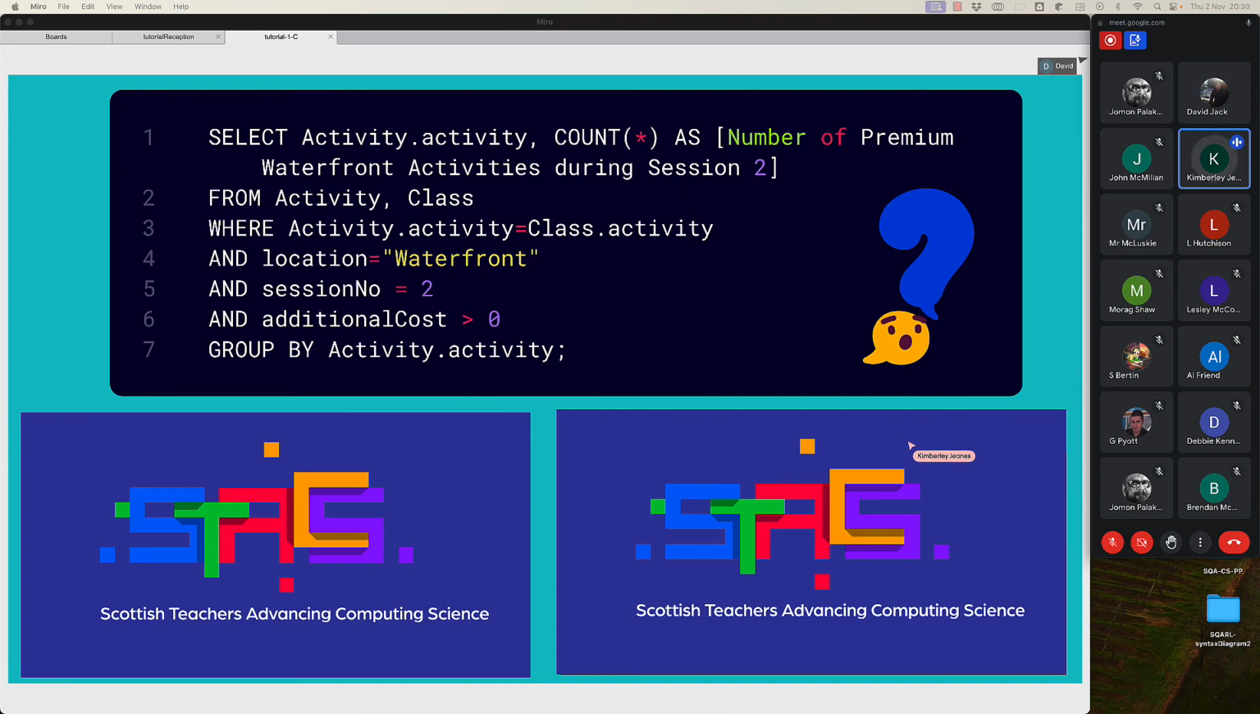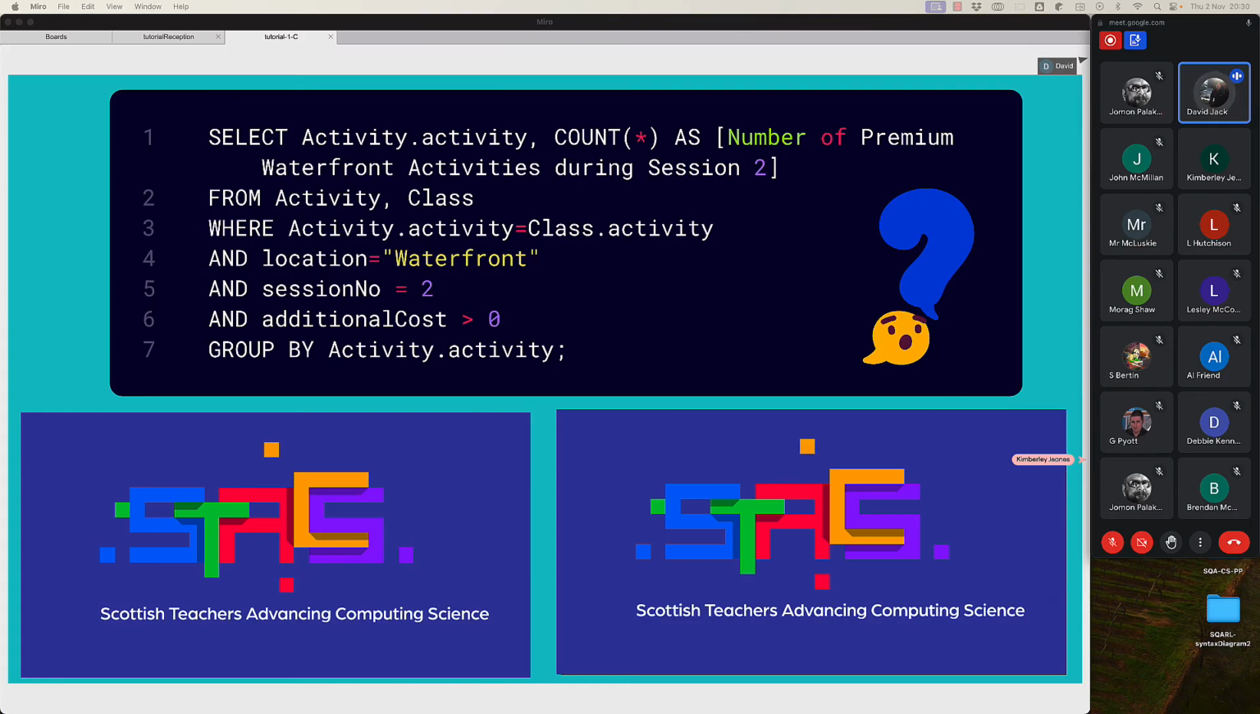So here's a wee query. First thing I suppose really is to look at the query itself. Lines 4 and 5, you can see, have those specifics from the context. So making sure that we're looking for that waterfront location and the session number 2.